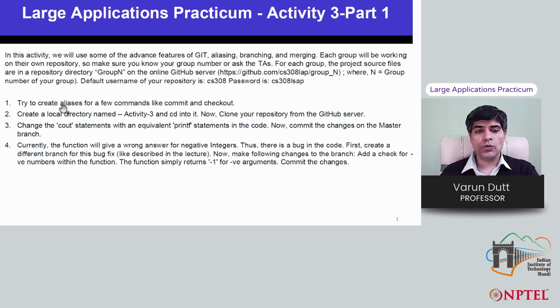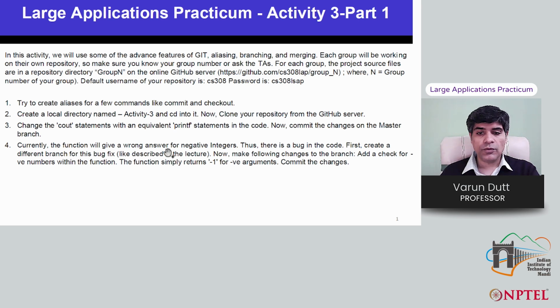What we need to do is first create aliases for commands like commit and checkout. Then we can create a local directory named activity3 and cd into it. Then we clone your repository from the GitHub server, check it out, and start changing the cout statements to the equivalent printf statements in the code. Now you can commit your changes to the master branch.